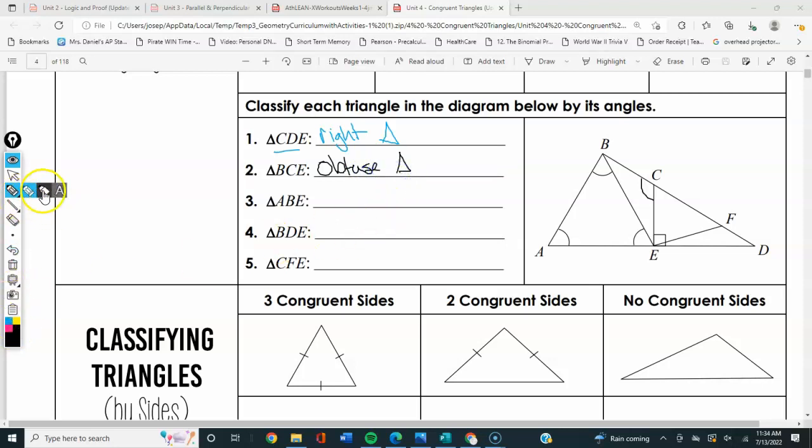Now let's look at good old honest Abe. So ABE. So we have A, B, E. So we get this triangle right here. Now for ABE, I don't have a biggest angle because they're all equal. They're all 60 degrees. So that makes that an equiangular triangle.